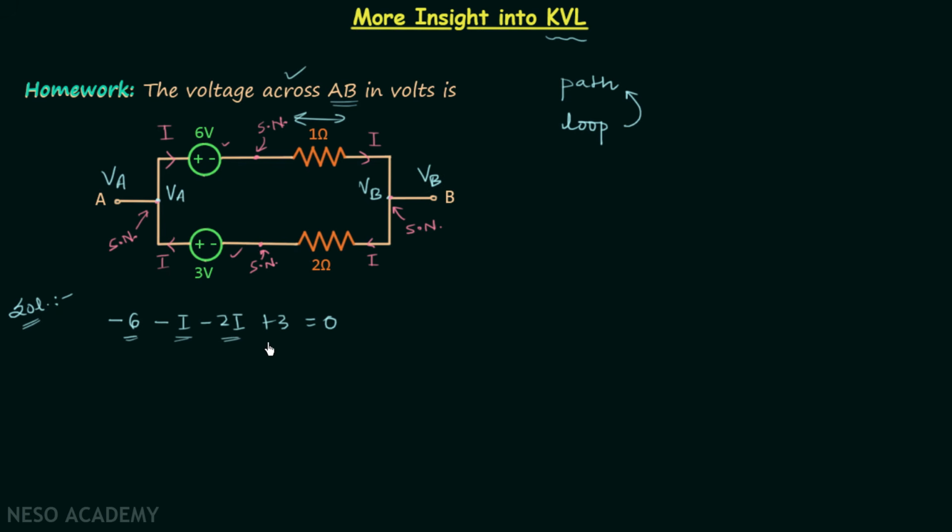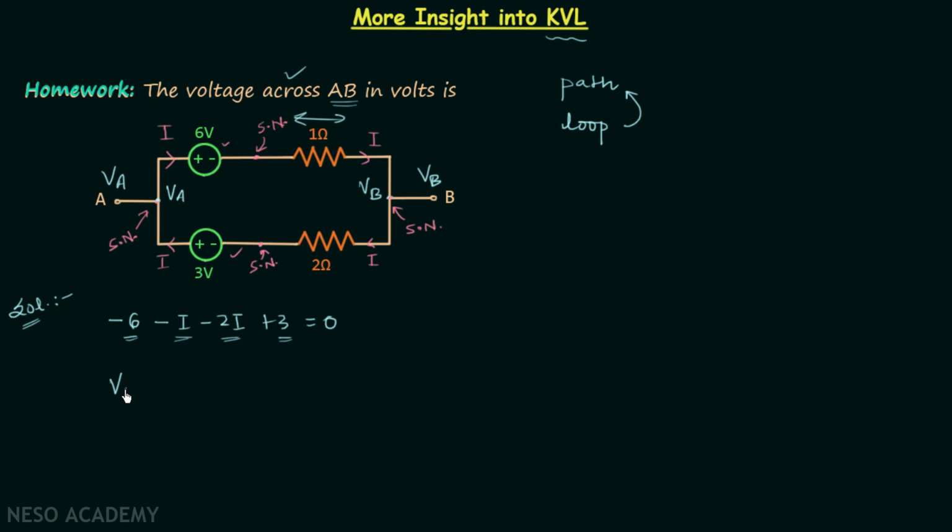2I is the potential difference. 3 is also the potential difference. So we have included only potential differences or voltages in the KVL equation. Now what if I want to include VA? VA is not a potential difference. It is the potential at this point.